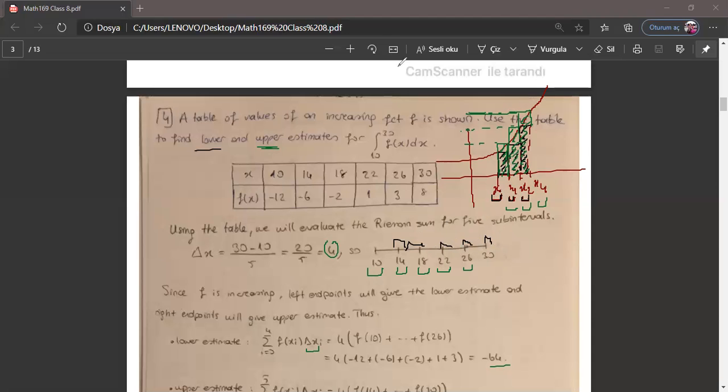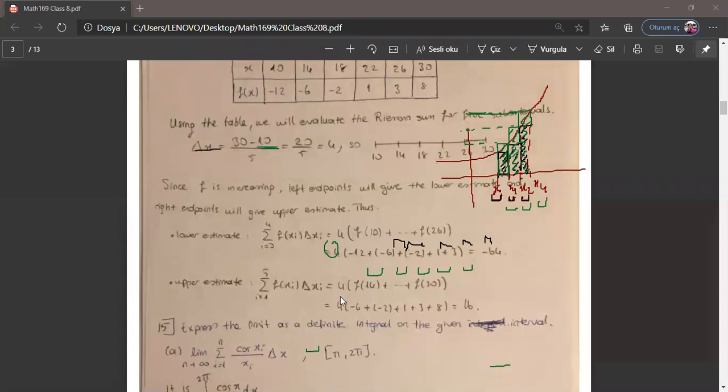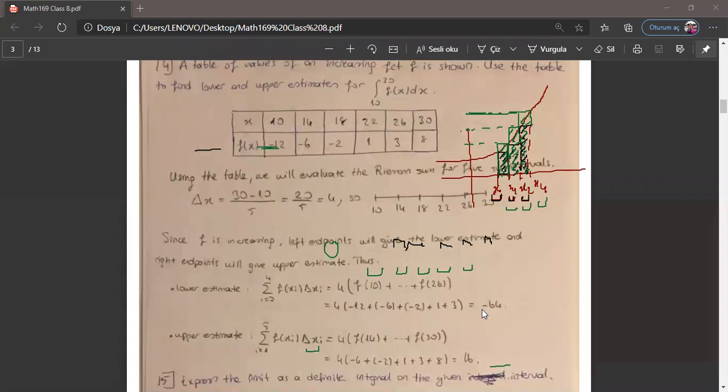So okay, now for that part, what did we do? We take right endpoints, 14, 18, 30 till 30. So we get 16 here, right? As you see, for the lower estimate we get something negative, and for the upper we get something positive. This is greater than the previous one. That's why this is the upper estimate, okay?